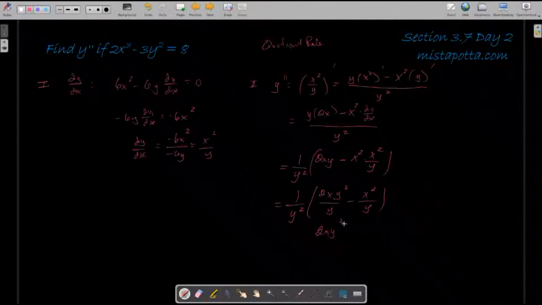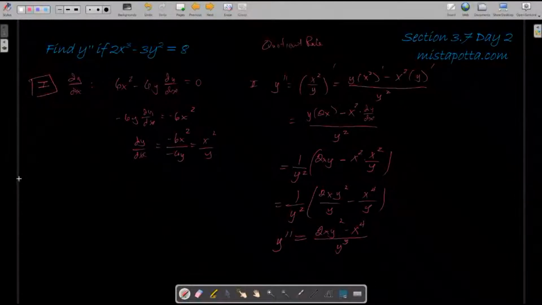And because I have a common denominator, I could really write this as 2xy squared minus x to the 4th over y. But because I'm multiplying by this 1 over y squared, this ends up being over y cubed. And so this is what my second derivative is equal to: 2 times x times y squared minus x to the 4th, all divided by y cubed. And so as I said, the algebra is a bit involved. But we're going to see an interesting trick that we can use on these next 2 examples.